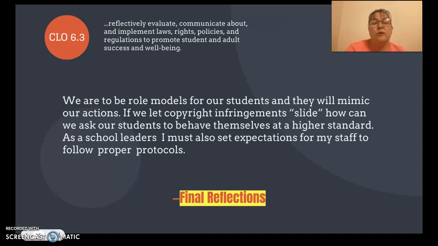So in relation to our CLO 6.3, reflectively evaluate, communicate about, and implement laws, rights, policies, and regulations to promote student and adult success and well-being. We are to be role models for our students, and they will mimic our actions. If we let copyright infringements slide, how can we ask our students to behave at a higher standard? As a school leader, I must also set expectations for my staff to follow proper protocols.